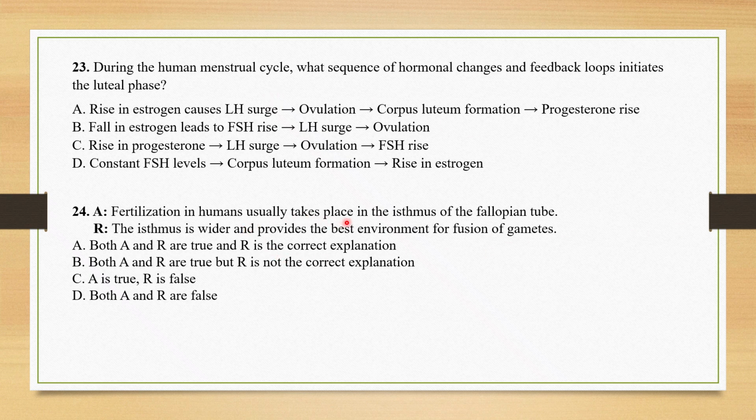Fertilization in humans usually takes place in the isthmus of fallopian tube. Reason: the isthmus is wider and provides the best environment for fusion of gametes. So in this question, both assertion and reason are false. The right answer will be D. Fertilization occurs in the ampullary isthmic junction of fallopian tube. And ampulla is the widest and most dilated part. Isthmus is a narrow portion. So both A and R are false.